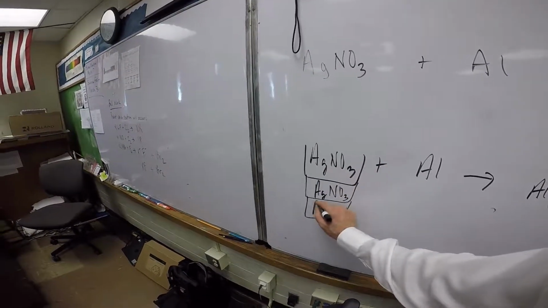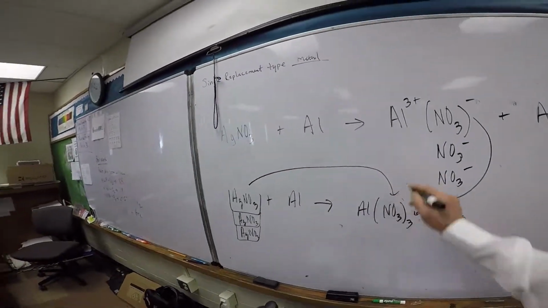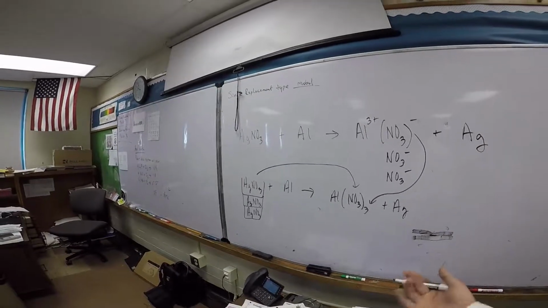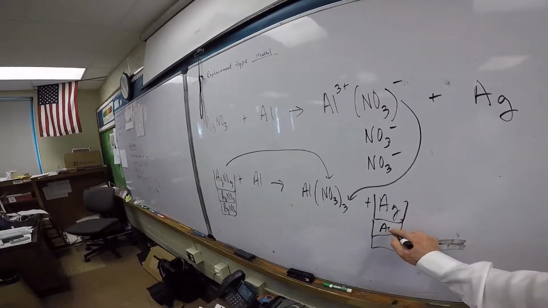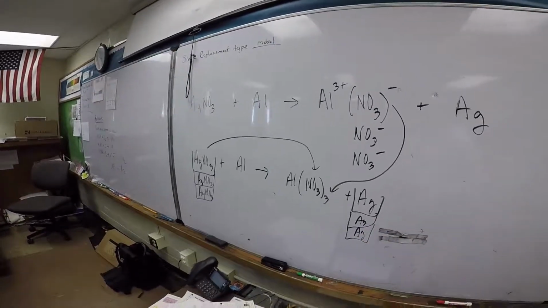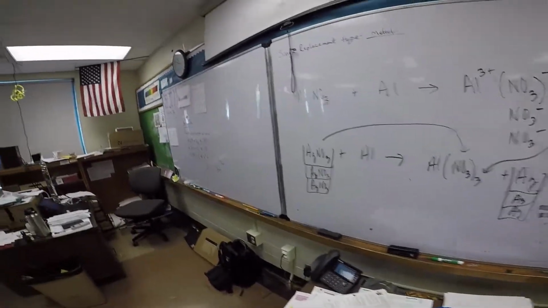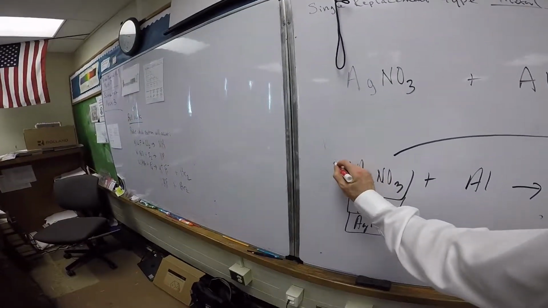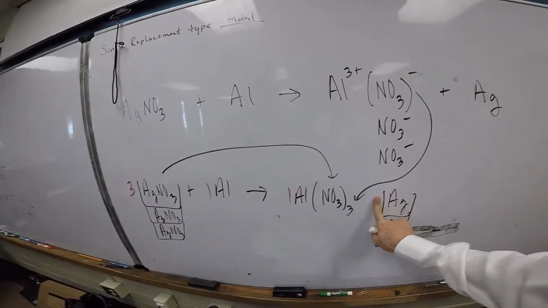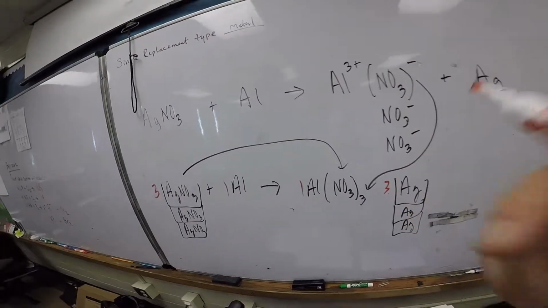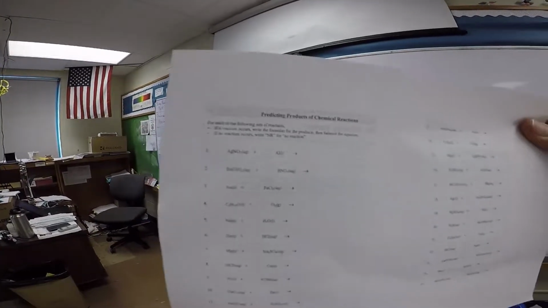AgNO3. So you can see now that our NO3s are balanced. Our Ags are not, though, so we need to add 2 more. And now we are balanced. So we're going to take our coefficients and put them out front to show the equation is balanced. The first one, we've done the first one on the homework, number 1.